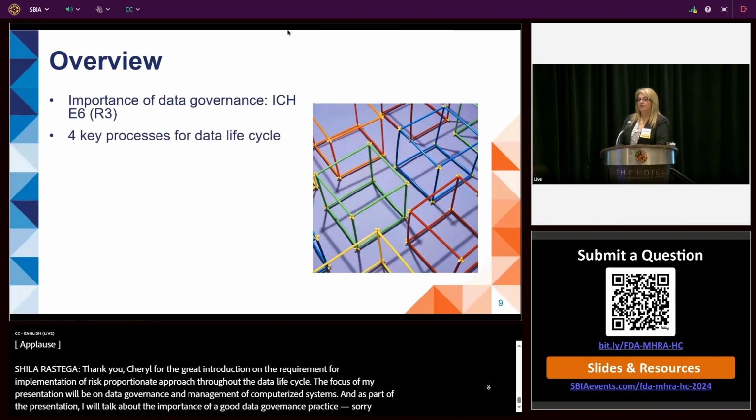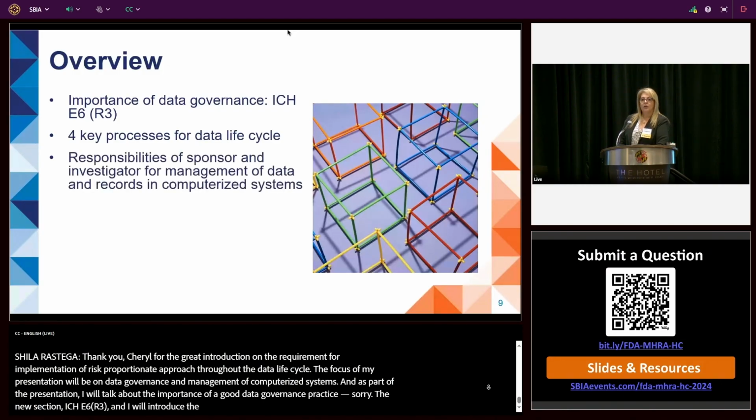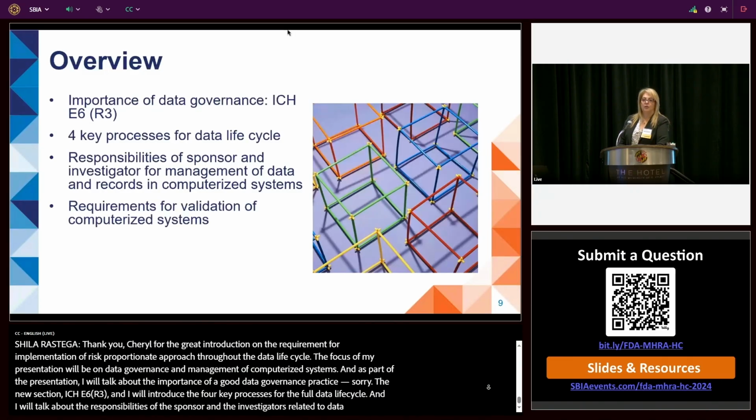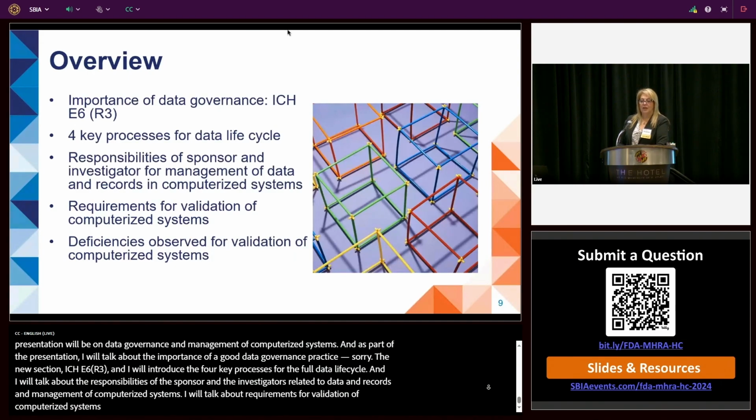I will introduce the 4 key processes for the full data lifecycle. I will talk about responsibilities of sponsor and investigators related to data and record and management of computerized systems. I will talk about requirements for validation of computerized system and conclude by providing examples of validation deficiencies observed in computerized systems.